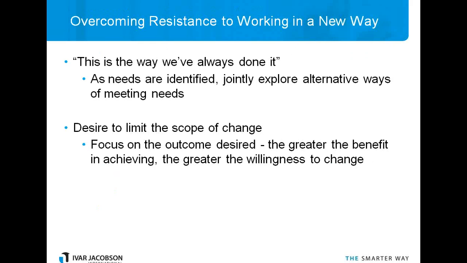So overcoming the resistance of working in a way, if the resistance is "this is always the way we've done it," then as we identify needs, we need to jointly explore different ways of satisfying those needs and make sure that the people who are involved on both sides feel open to changing things, including business processes, and feel empowered to do so. So that might be a good question to ask the business representative: if we were able to find a better way to do this that involved both technology and changes to the business process, how would we explore that? How would we determine whether that's possible?